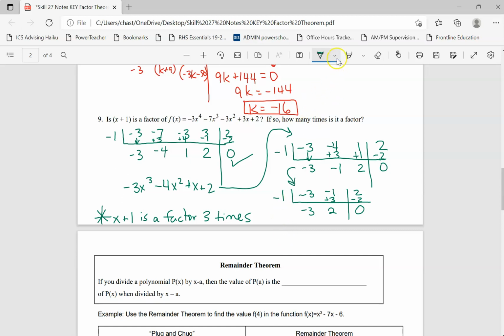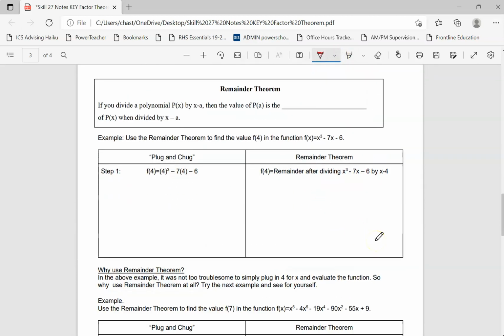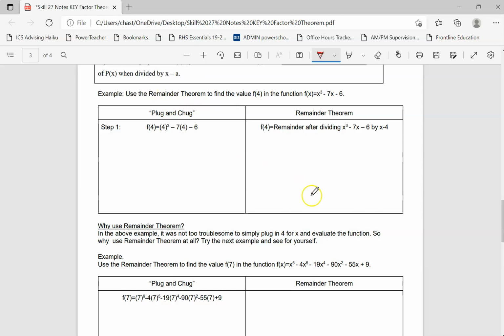Okay, so that's the factor theorem. Then we get to the remainder theorem. The remainder theorem says if you divide a polynomial p of x by x minus a, then the value of p of a is the remainder of p of x when divided by x minus a. All right, so let's look at an example. So let's say I wanted to find the value of f of 4 in this function.